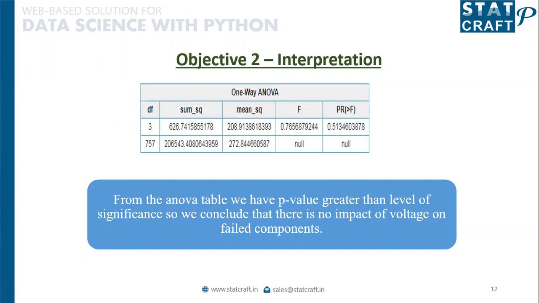What conclusion can we draw based on the p-value? Remember, the p-value lies between 0 and 1. So what is the conclusion that we can draw? The conclusion is, from the ANOVA table, we have a p-value which is greater than the level of significance. Hence, we conclude there is no impact of voltage on failed components. So voltage does not have any bearing. It does not have any impact on failed components. So this is the interpretation of one-way analysis of variance.